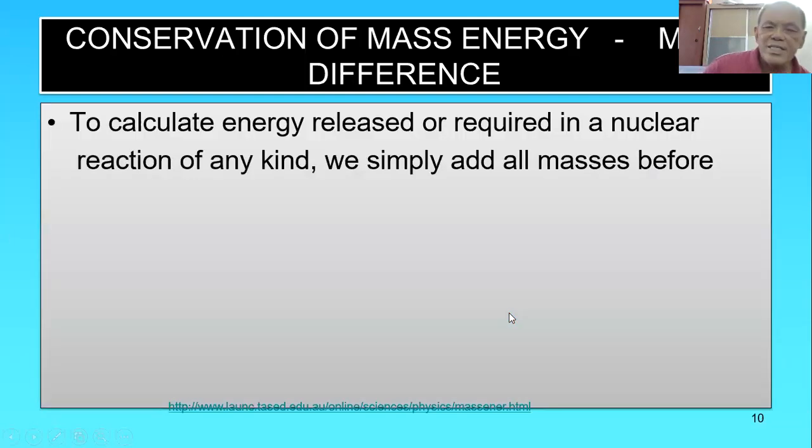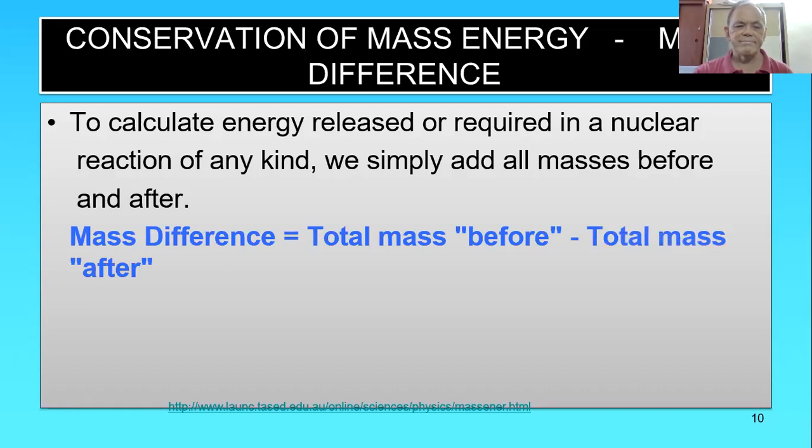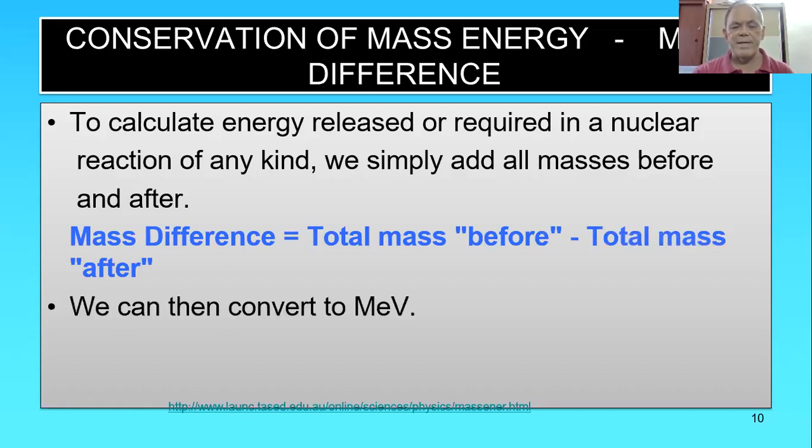Calculate the energy release or required in a nucleus, in a nuclear reaction of any kind. We simply add all the masses before and all the masses after, and subtract. Then we can convert to mega electron volts because it's a convenient unit.